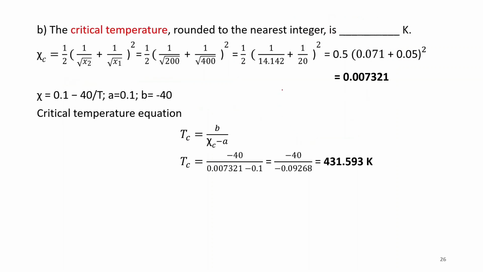Now, part B is saying to calculate the critical temperature. So what we can do is first calculate the chi parameter at the critical point, and then we can put it into the critical temperature equation. So chi at C is equal to half multiplied by (1 upon root x2, where x2 is the segments in 2, plus 1 upon root x1, where x1 is the segments in 1) whole squared, and this will be equal to half.